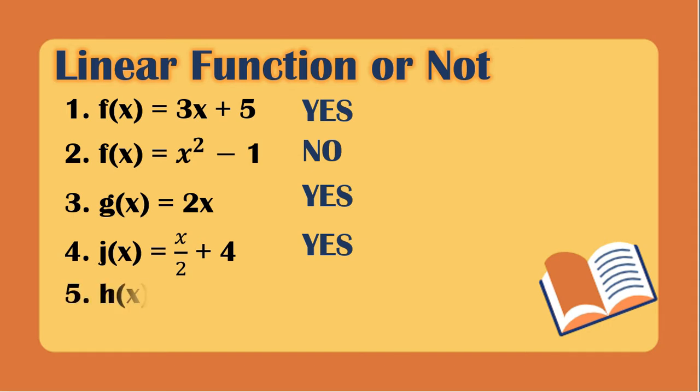Number 5, h of x is equals to 2x cubed plus 7, and obviously x has cube or 3 as the exponent. It is a no.